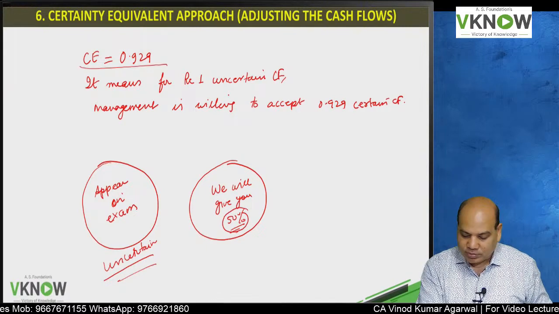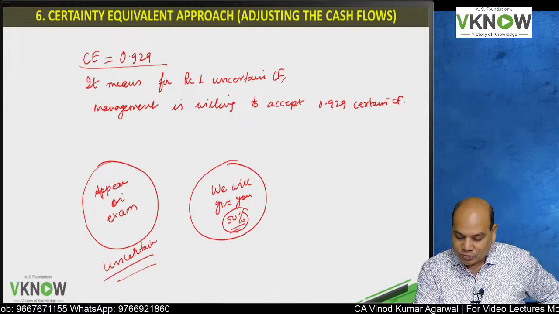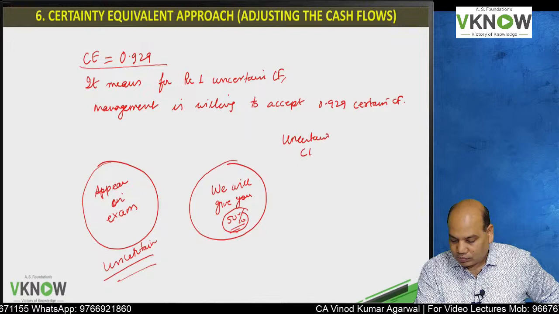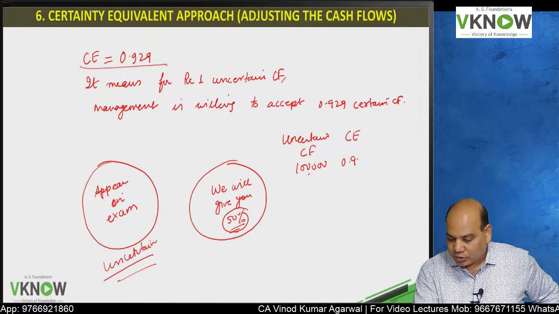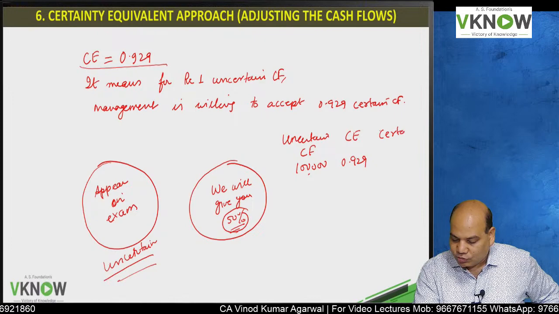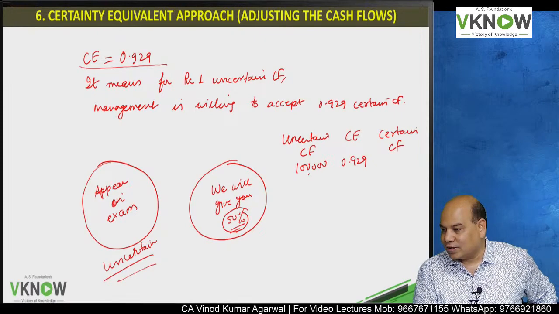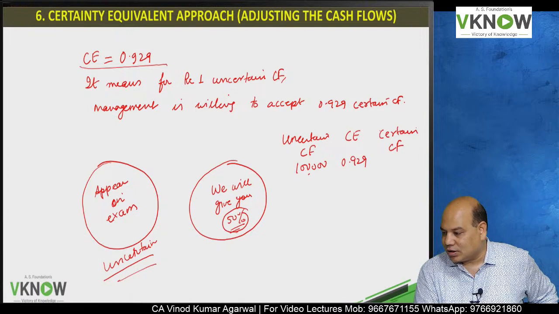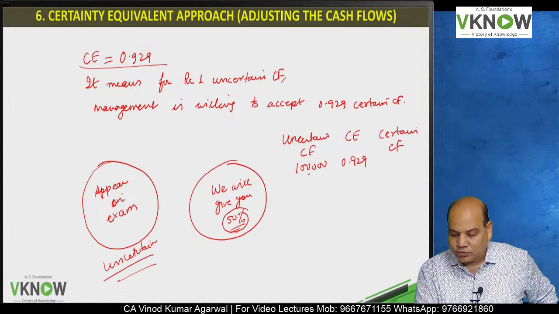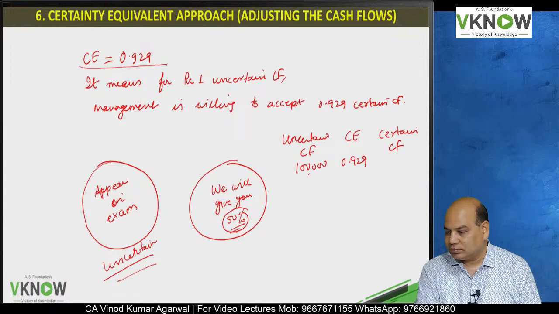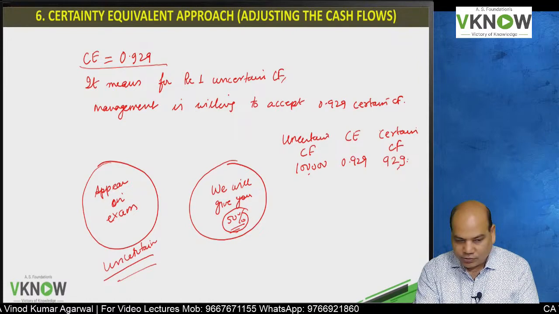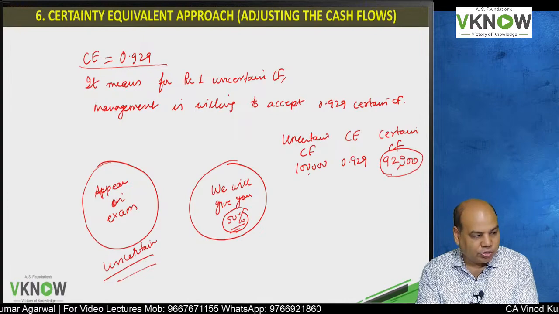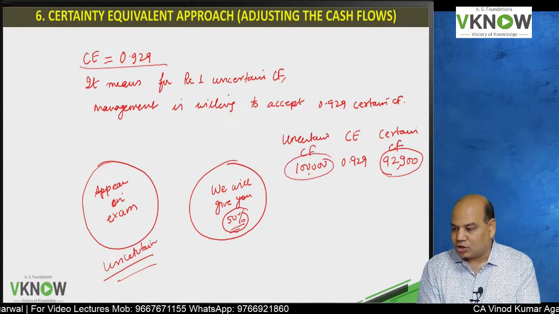Now what is the use of this number? You will quickly reply: if uncertain cash flow is 1 lakh and certainty equivalent is 0.929, what is its equivalent certain cash flow? Come on, reply. You have to just multiply: 92,900. So I am willing to accept 92,900 against a risky cash flow of 1 lakh.